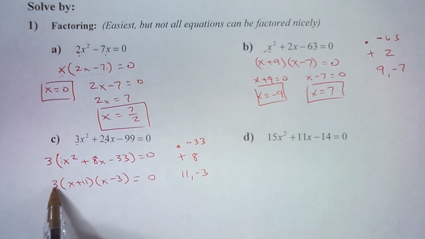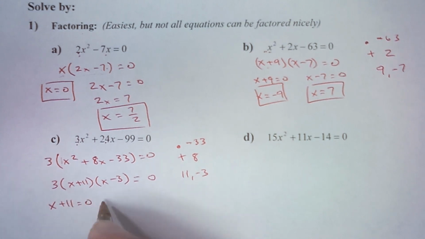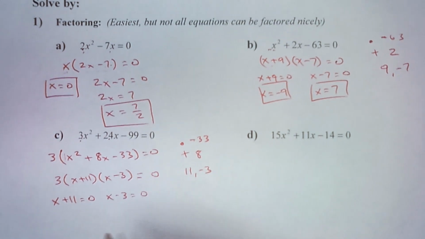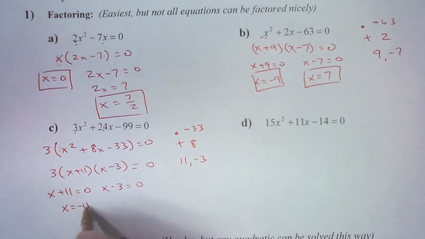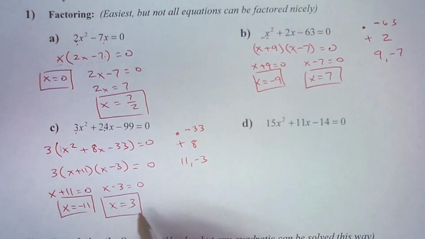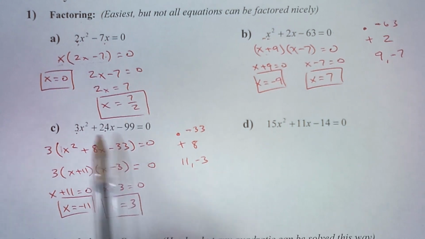Okay, now this 3 does not have a variable, so there's no way to make this factor equal 0. But I can set the other factors equal to 0 and find out what x would be. So x plus 11 is 0, and x minus 3 is 0. Okay, so that gives me x equals negative 11, and x equals positive 3. So those are the two solutions that make this equation true.